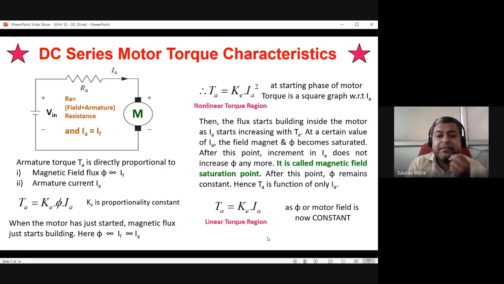Now here you can find, as phi of the motor field is constant, after a certain time the motor has started. So this is the linear torque region. This is the only thing you have to understand very well: initially phi is proportional to Ia, phi is increasing, Ia is increasing, Ta is proportional to Ia square, nonlinear torque region, huge starting torque. After a certain time the motor has started, Ia increases and increases. At a certain point Ia becomes saturated, and after the saturation point it becomes constant. So this is the linear torque region which is present in the motor.